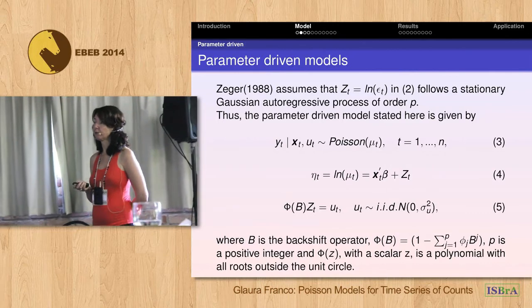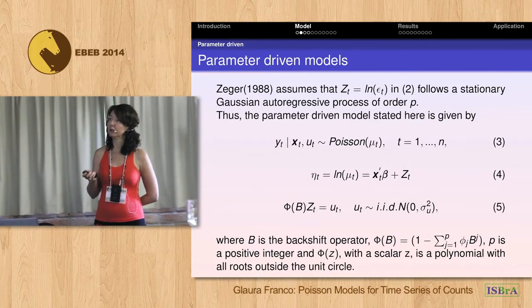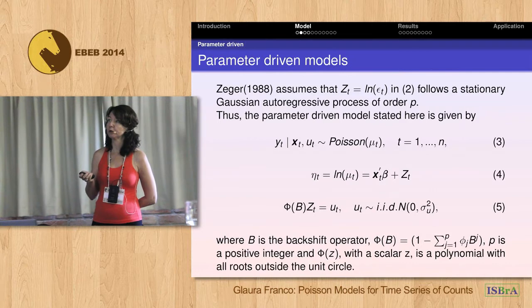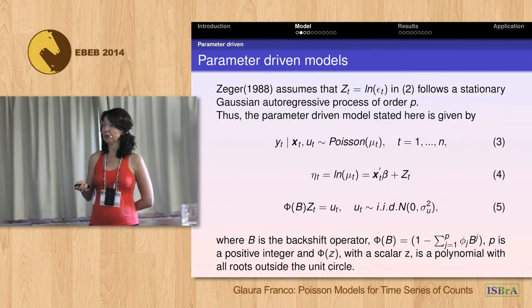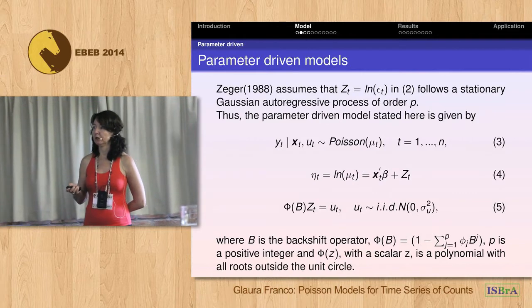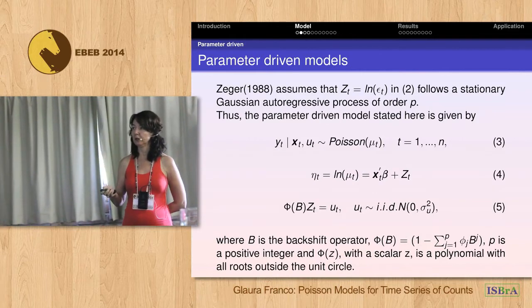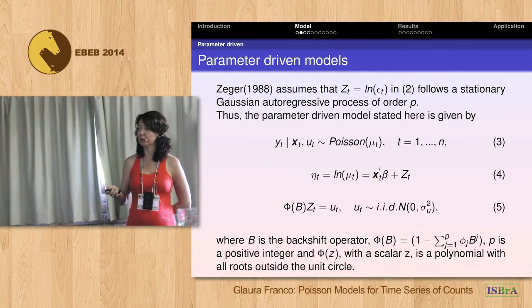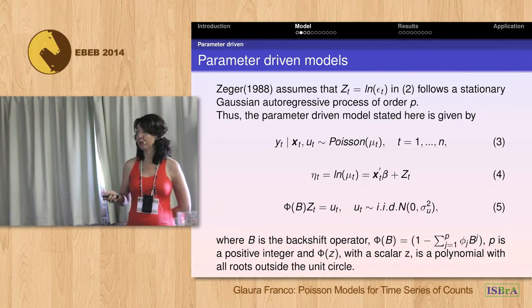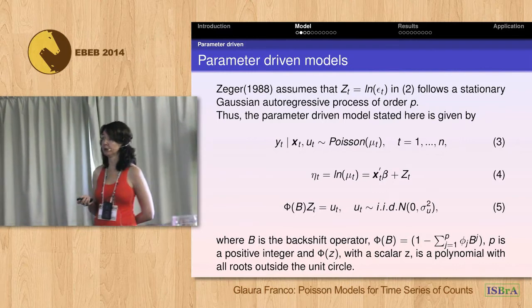So we have here the conditional Poisson distribution, the predictor. So this component here in the parameter-driven model is given by an autoregressive structure here. And the noise here has a normal distribution. Okay? So here we have to estimate the beta parameters and all the phi parameters.